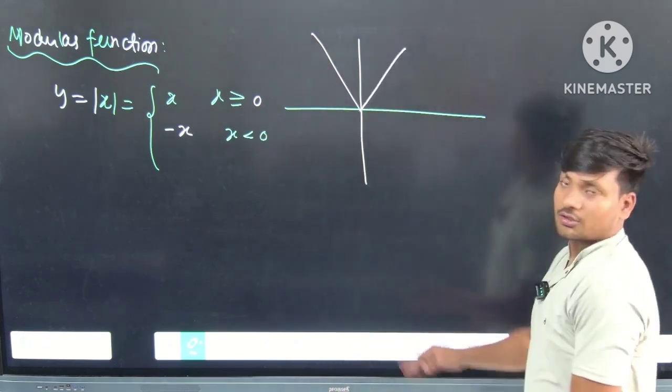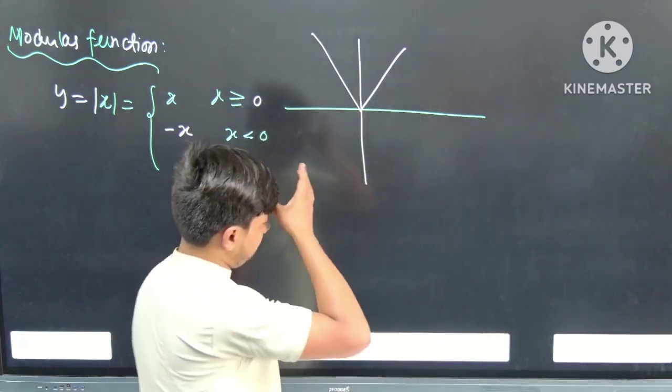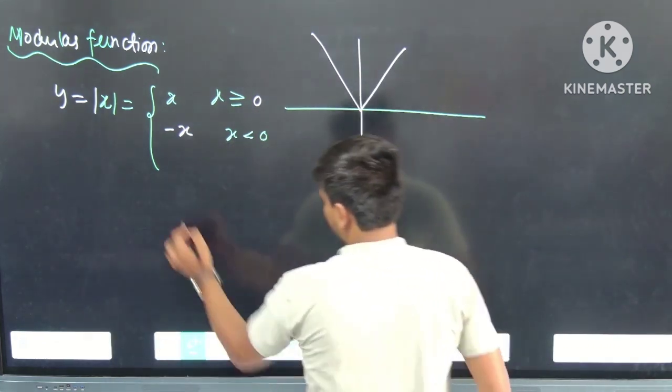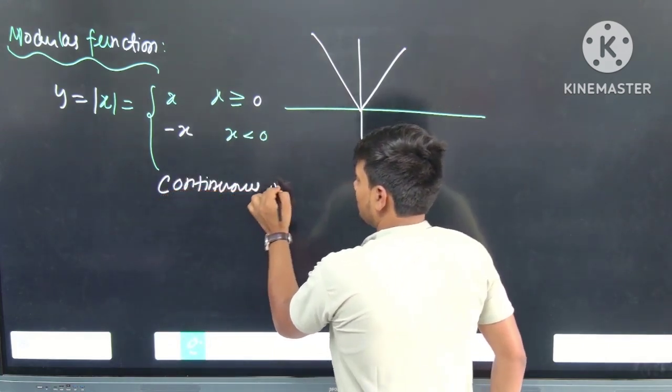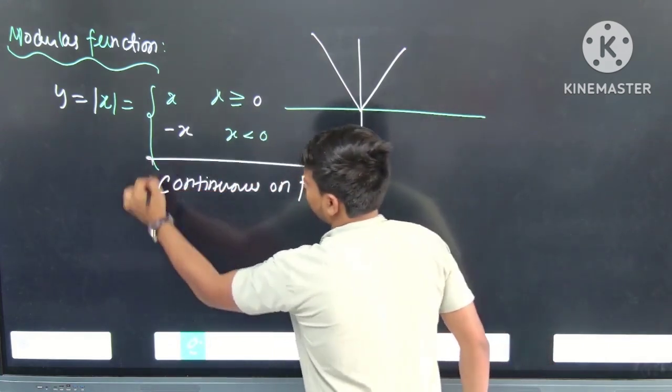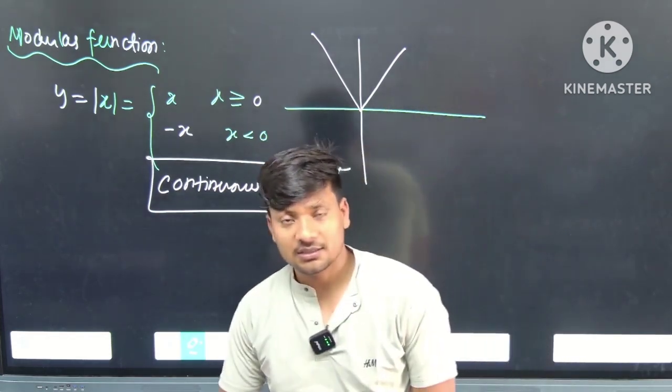So clearly you can see that this function is always continuous at every point. Continuous at every point, that means continuous on R. For every point, modulus x is continuous.